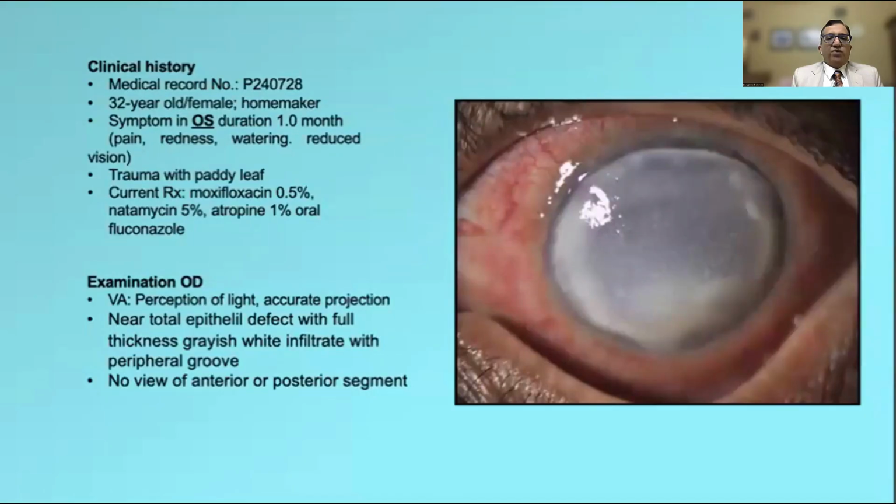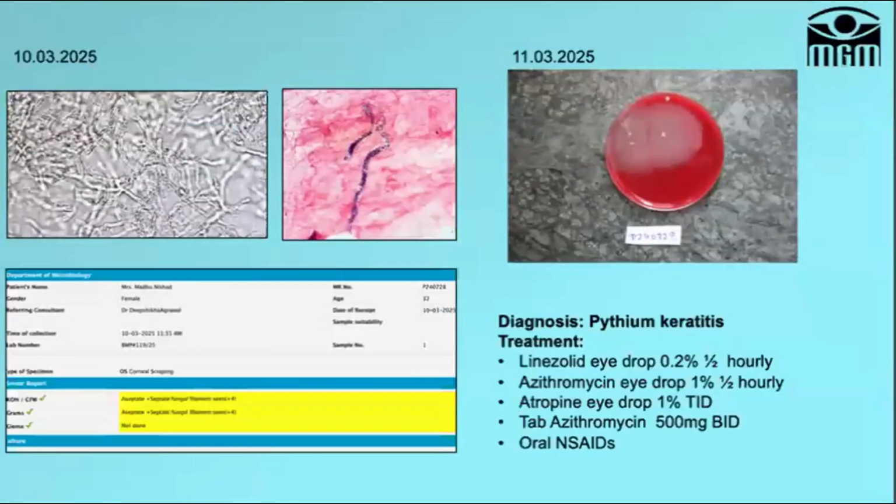On examination, we found that there was a very large corneal ulcer, whitish gray in appearance, and there was a peripheral groove superiorly. And this appeared to be like pythium. We couldn't see much of the anterior segment details because of this large ulcer, but the B-scan ultrasonography showed that the infection was restricted only to the anterior segment.